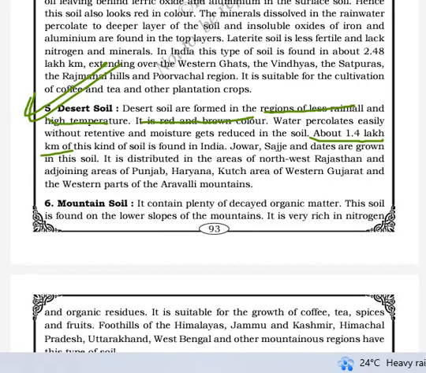What are the crops which are grown in the desert soil? Jowar, bajra, and dates are grown in this soil. It is distributed in the areas of northwest Rajasthan.